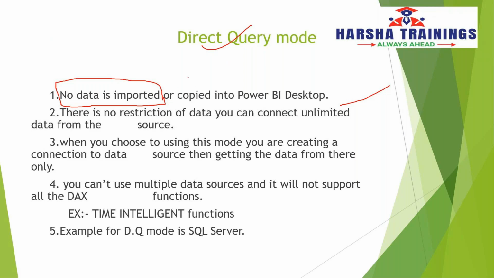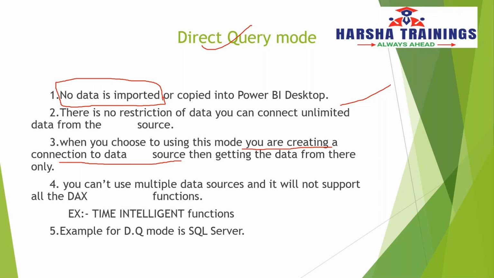Just create a connection between the data source and Power BI, right? When you choose to use this mode, you are establishing a connection to the data source, then getting the data from there only. It means you are able to get the data only from the data source which you have selected.